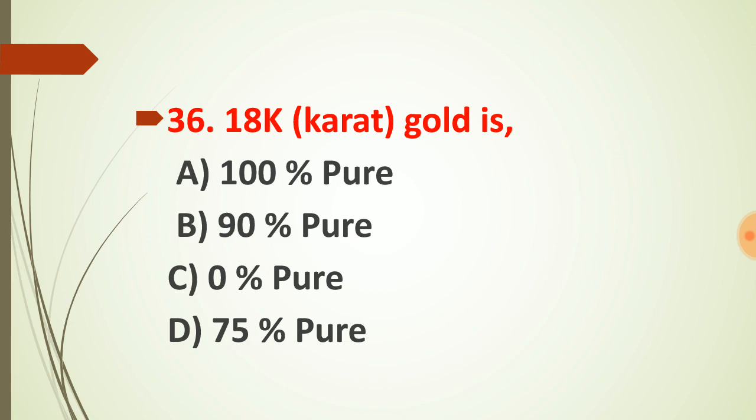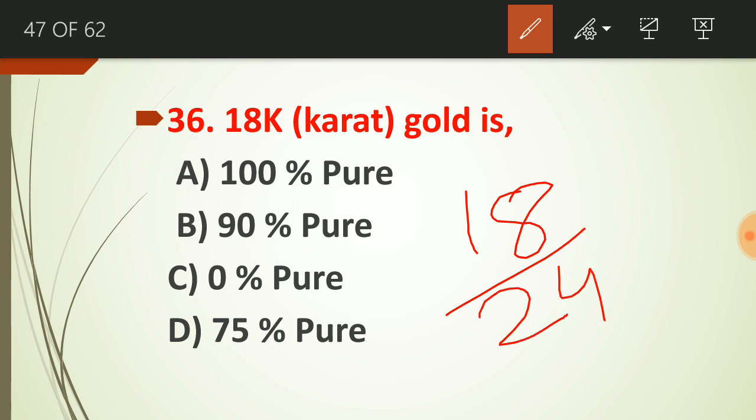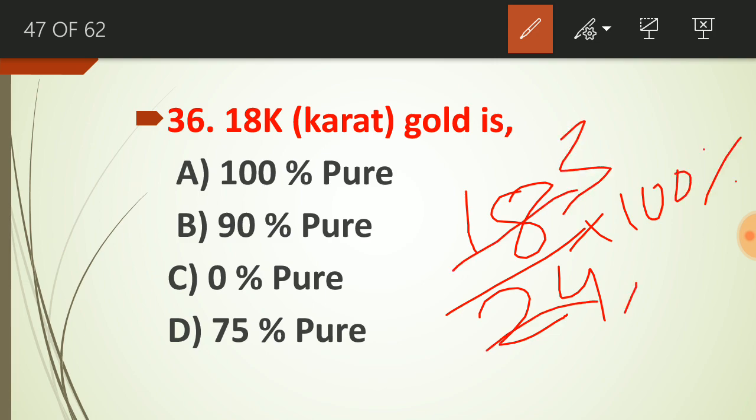Question number 36: 18 carat gold is how much percent pure? If gold is 24 carat, then it is 100% pure. If it is 18 carat, it means 18 out of 24 is pure. If there is 24 grams of gold, then 18 grams is pure gold and the rest are other elements. So 18 divided by 24 into 100% gives the purity of gold, that is 75%. So the correct answer for this question is 75%. 18 carat gold is 75% pure and 24 carat gold is 100% pure.